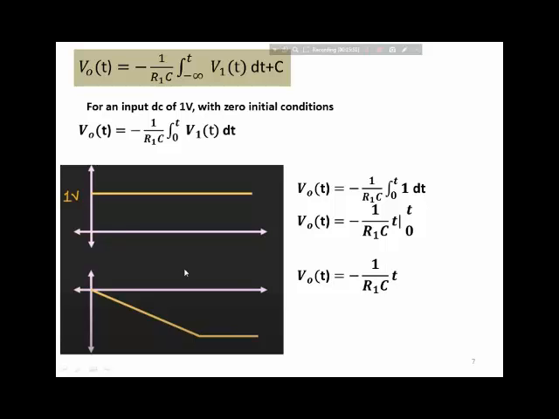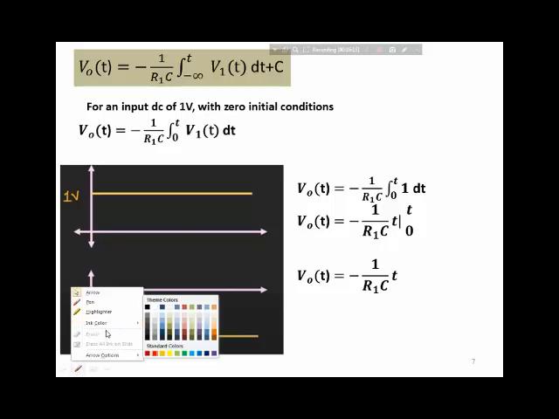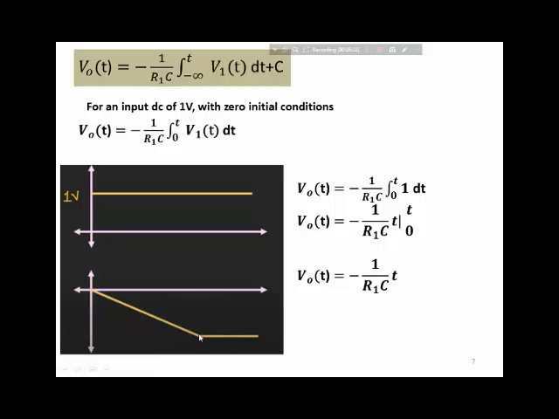For a given input, the output of the integrator, up to this point, would be the integral of the input.